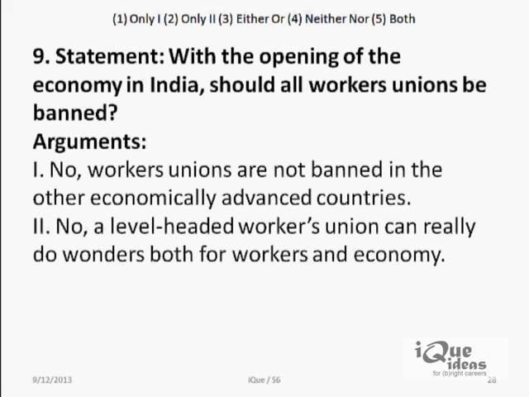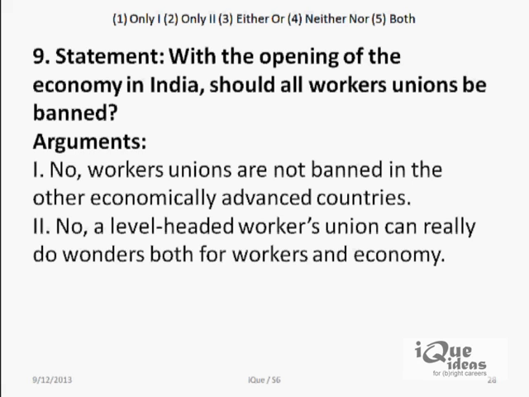With the opening of the economy in India, should all worker unions be banned? The first argument is no, worker unions are not banned in the other economically advanced countries. Again, if we remember the rules, then an example is a bad way of arguing. And just because worker unions are not banned in other economically advanced countries does not give an explanation as to why it should be done or not done in our country. And hence this is a weak argument.